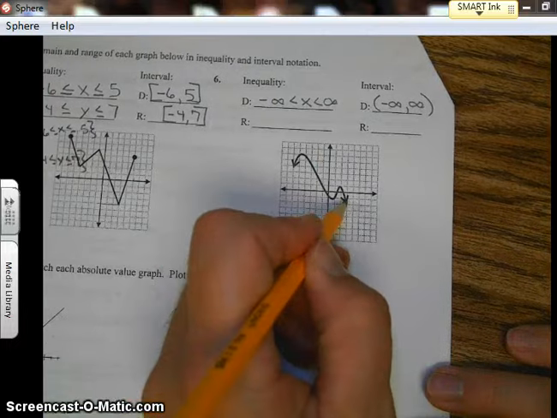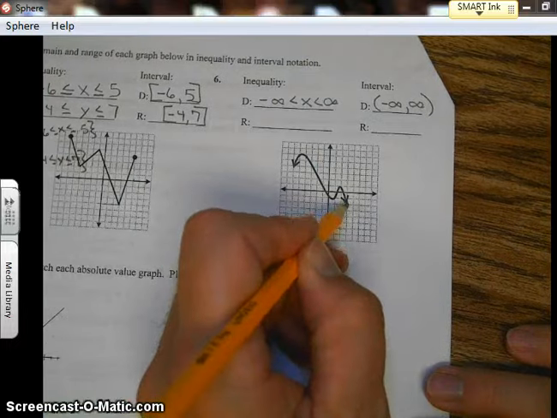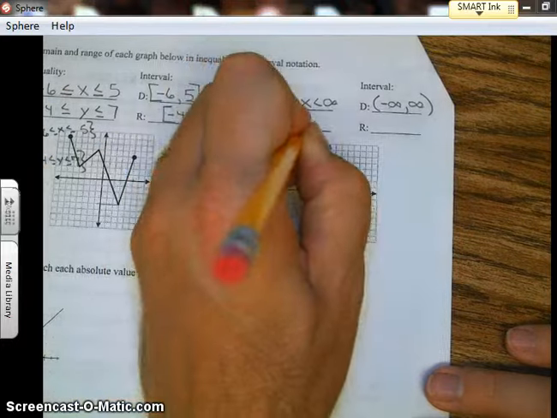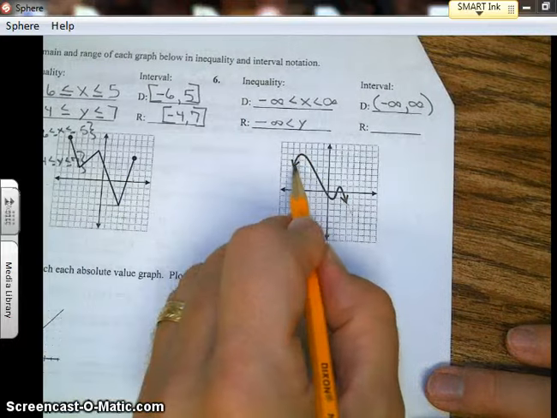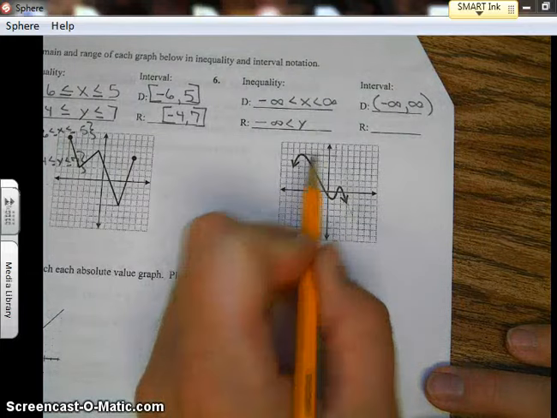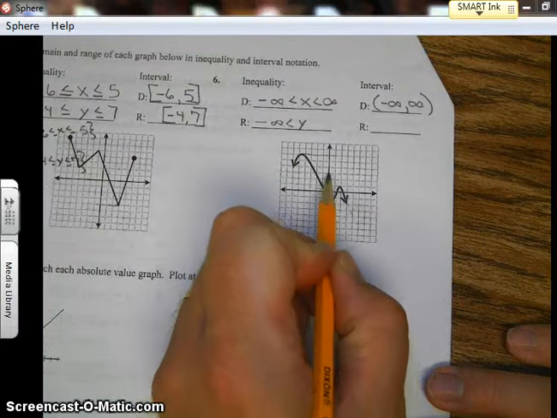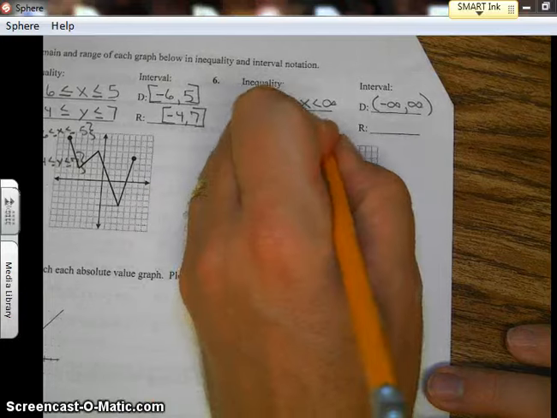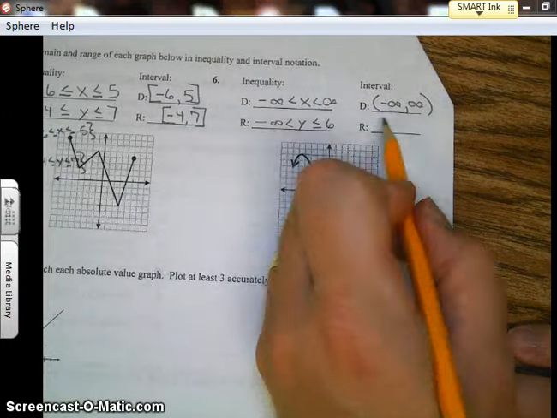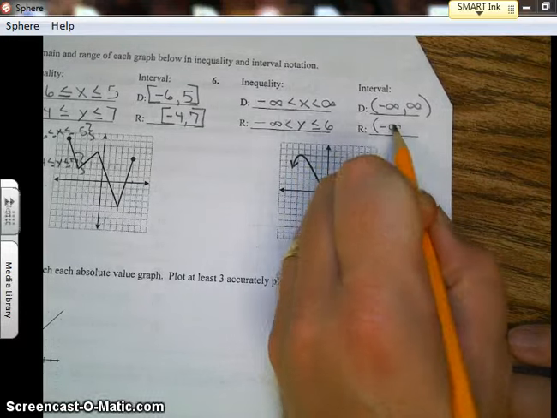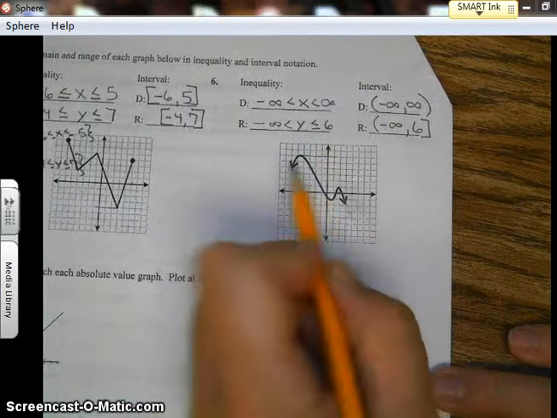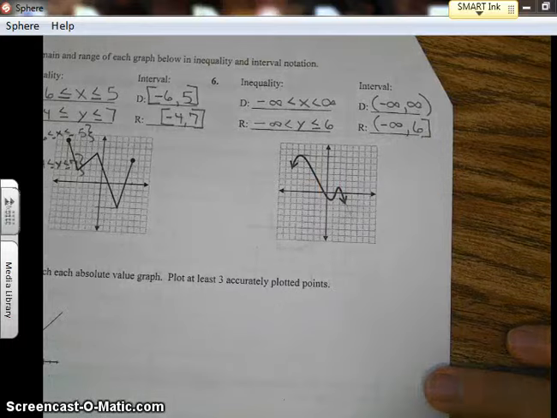Range, its arrow is pointing down, so it's going down infinitely. And it's not pointing up, so it's not going up infinitely. The highest point here is going to be 1, 2, 3, 4, 5, 6. And that's a closed dot. So negative infinity is the lowest, 6 is the highest, and it's a closed dot, so it gets a bracket.